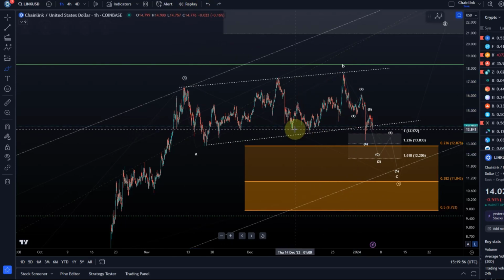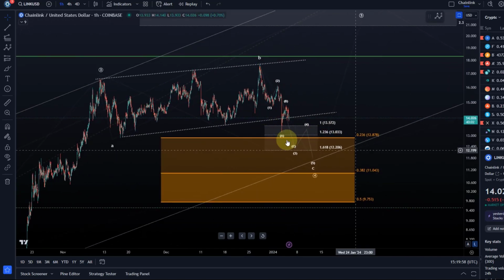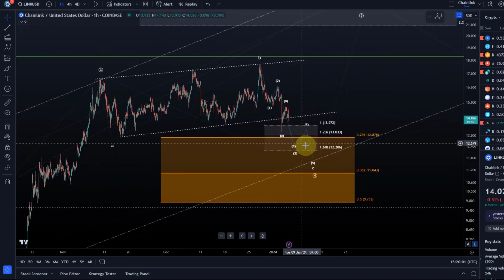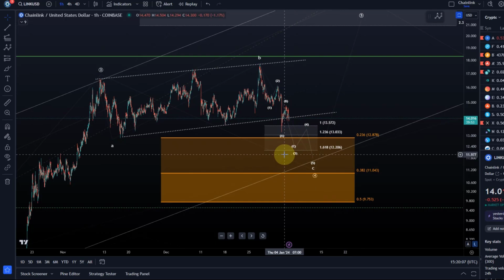But overall, this is the support range down here. We expect one more high, and we're watching for first signals that the correction is over for now. I'd like to see one or two more lows here, however.